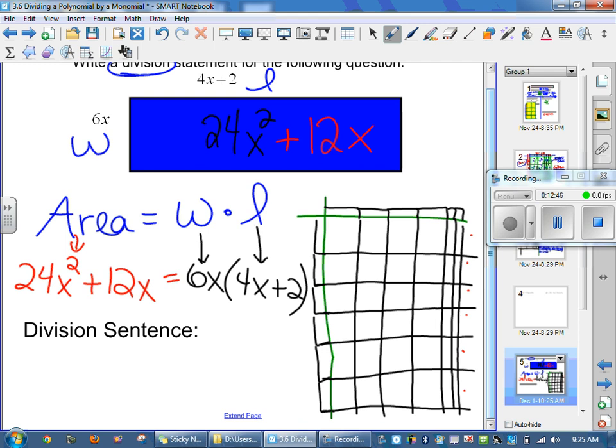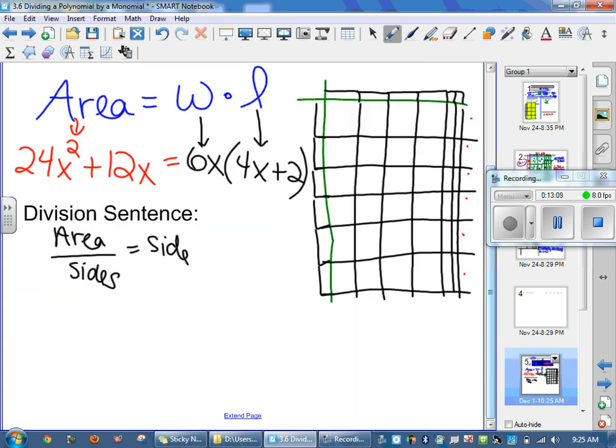Now I need to draw a division sentence. There are a couple of different ways you can write your division sentence. You always have to use your area. The area is in the middle here, that blue part. So we're going to start with area. It's always area on top, over one of the sides, equal to the other side. So we start with our area, which is 24x squared plus 12x.